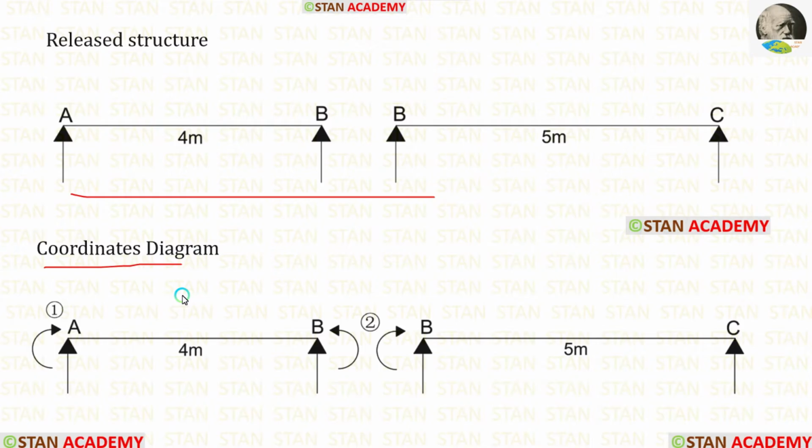In this analysis, there are two coordinates. At point A and at point B, we have the coordinates because at these points only we have removed the moments. At point A, let us keep the coordinate in the clockwise direction. At point B, the coordinate will be acting in both directions. For the beam AB, it will be acting in the anticlockwise direction. For the beam BC, it will be acting in the clockwise direction.